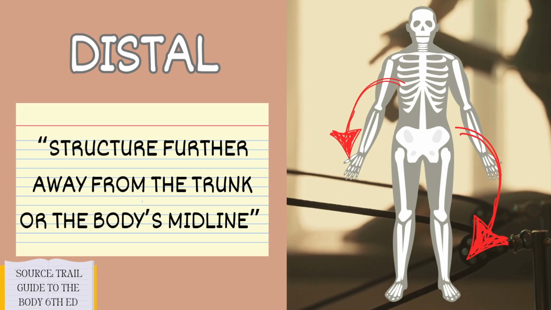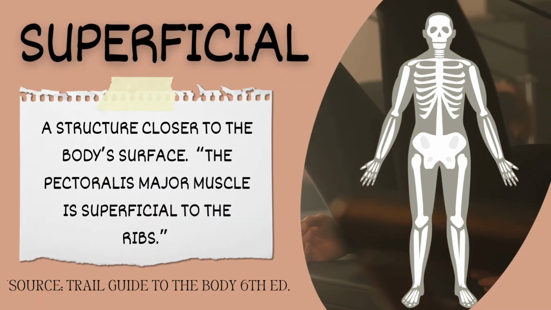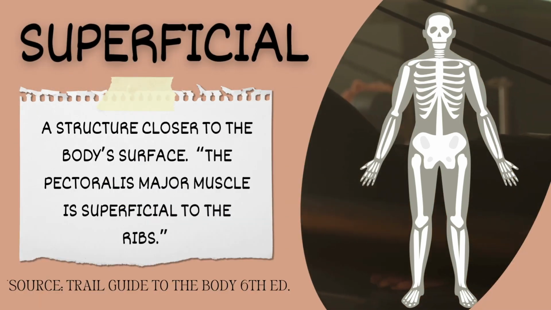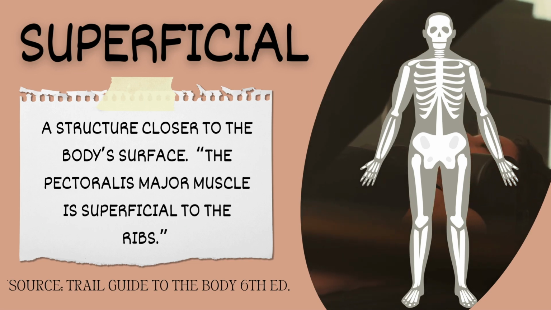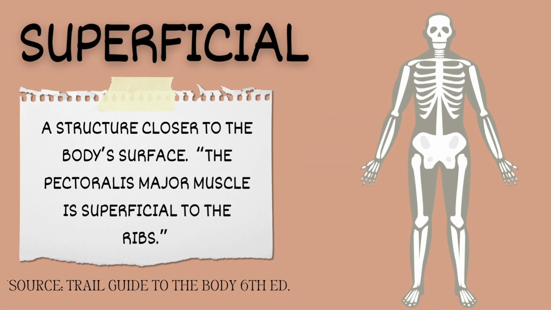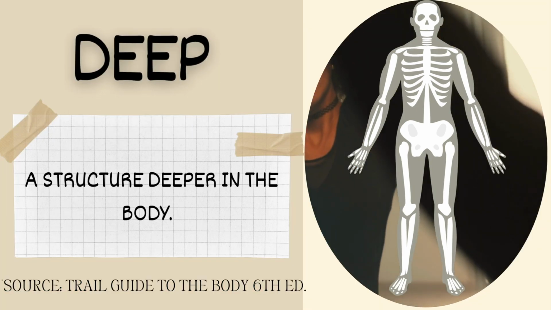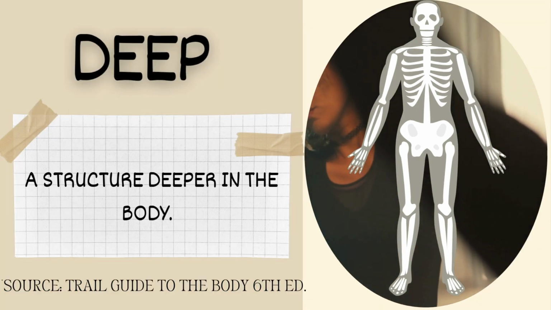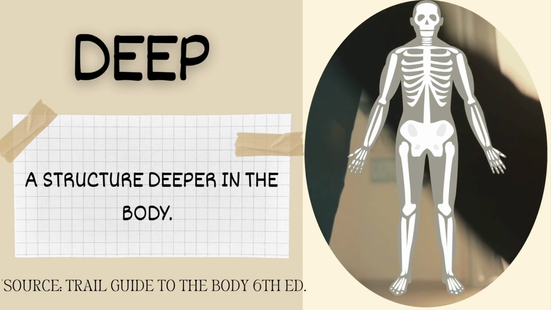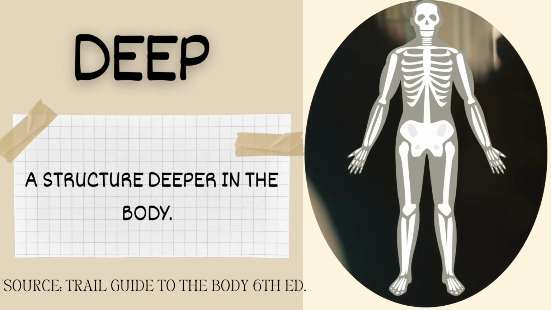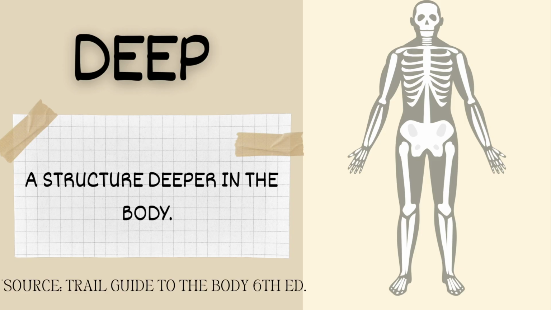The next term we're going to go over is superficial. Superficial pretty much refers to anything that's closer towards the surface of the body, anything that's closer to the skin. So you have superficial muscles and you have deep muscles. Deep muscles are going to be the opposite to superficial. They're going to be muscles that are located farther away from the surface of the body. So your glute minimus is deeper than your glute maximus.